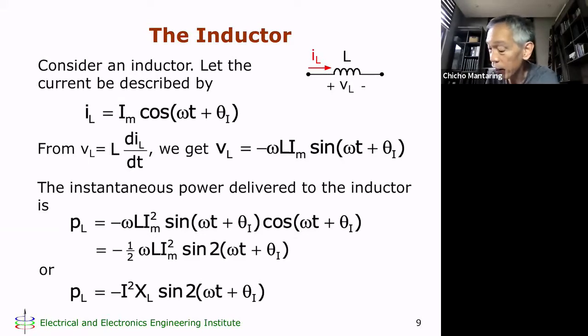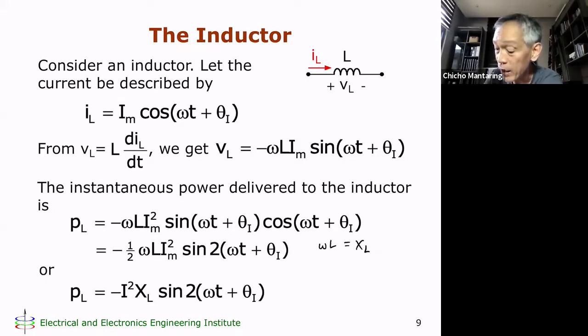Okay, but notice that omega L is equal to X of L. The reactance of your inductance is just omega times L. And then again, converting to effective value, I of M is equal to square root of 2 times I. Converting to effective value, this is going to be my expression for the power delivered to my inductance by the current I of L. Notice that the instantaneous power is negative.